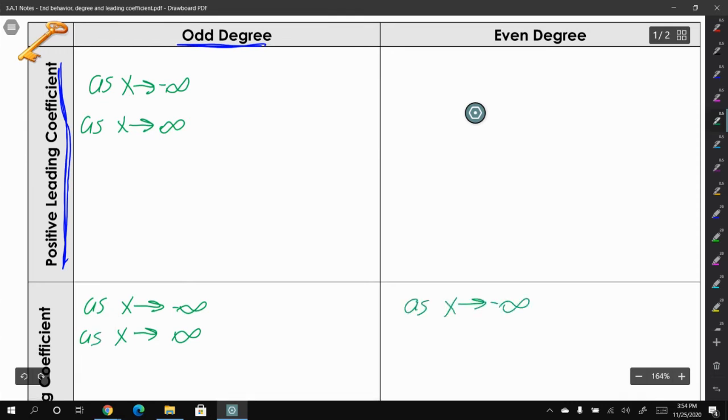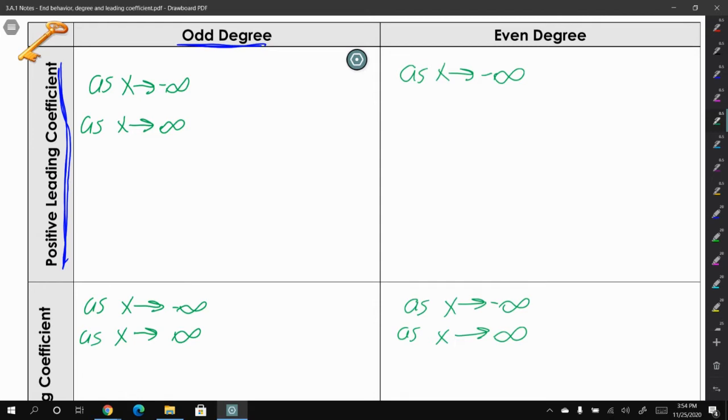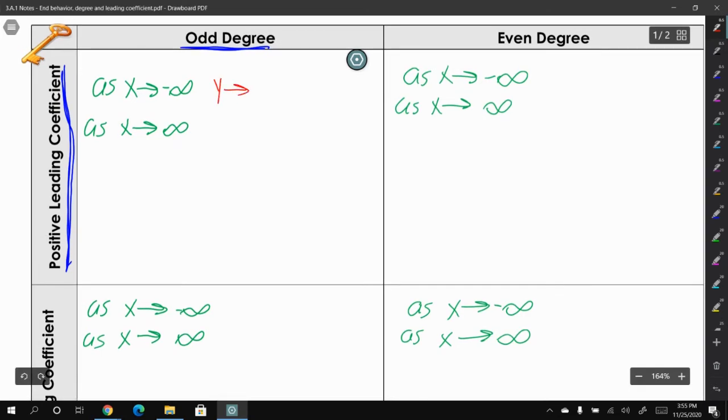And the way we say left side and right side is using this notation here. As x approaches negative infinity, that's how you talk about the left side. And as x approaches positive infinity, that's how you talk about the right side. Now, to say whether something goes up or down, you would say y approaches positive or negative infinity. So y approaches, we're going to have that for both of these.